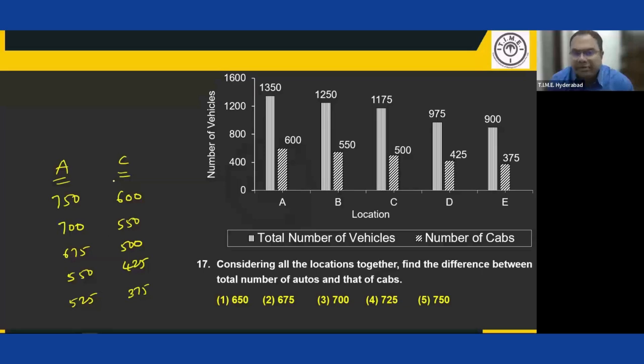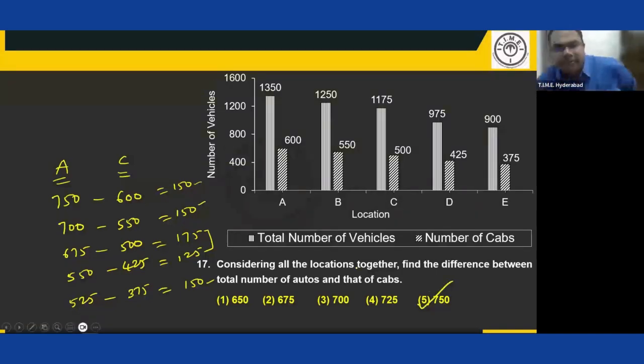I want the difference between autos and cabs. 150, this is also 150. This is how much? 175. This is how much? 125. This is how much? 150. These two put together 300. Then this is 150, 150, 150, 450. 450, 300, 750 is the correct answer. I got all my auto values and all my cab values.